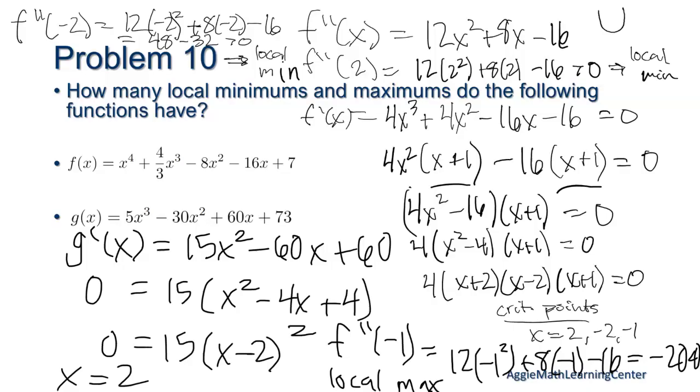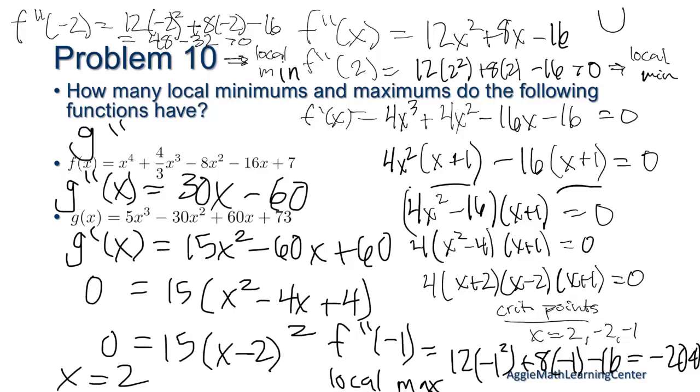So let's check it using the second derivative test. G double prime of x is equal to 30x minus 60, if I just differentiate g prime of x. What if I plug in 2 to there? Get 0, yeah. G double prime of 2 is equal to 0.